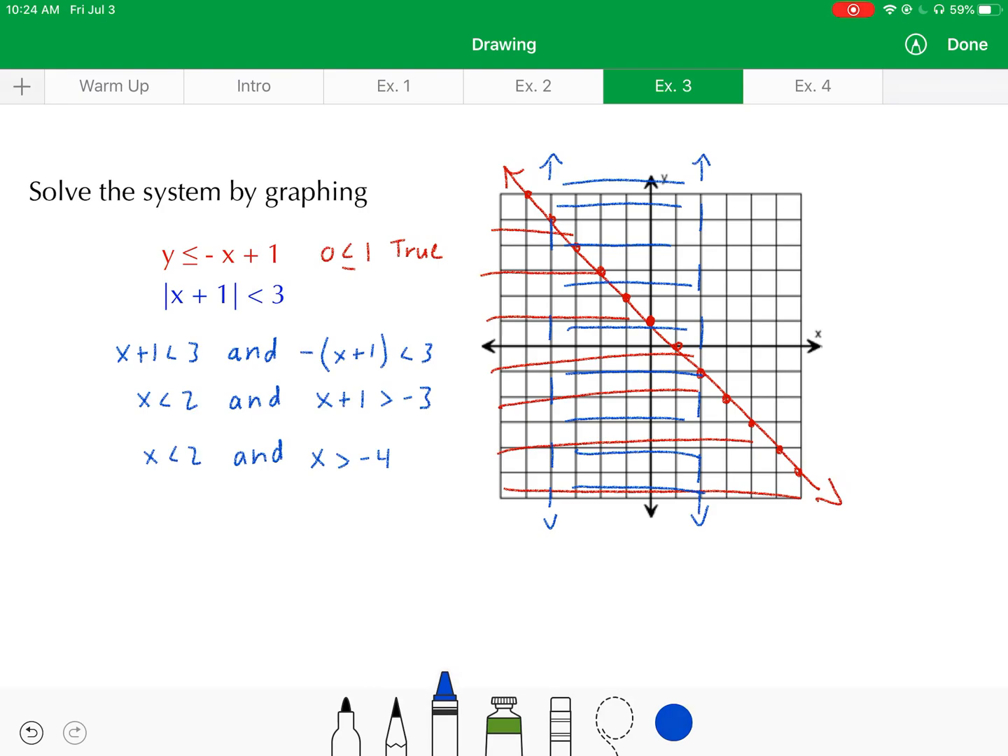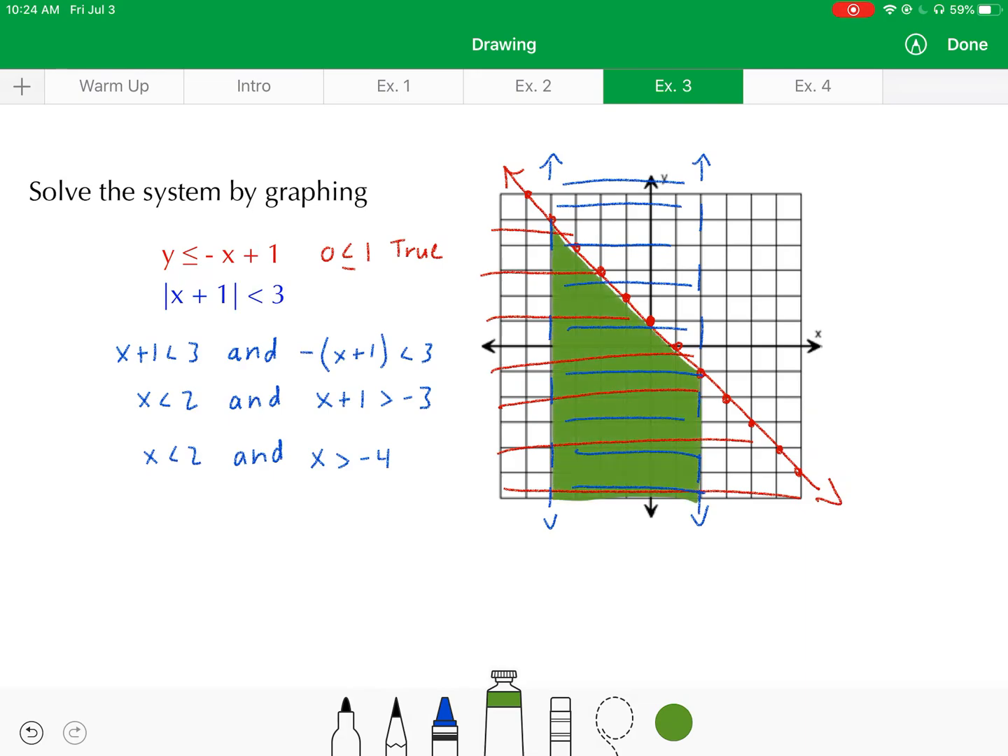Okay. So now we can see where our overlap occurs. It's in this region right here. And there you have it. This absolute value inequality included x plus 1 is less than 3. Had it been absolute value of y plus 1 less than 3, really the only thing that changes is instead of vertical lines at 2 and -4, you would end up with horizontal lines at y equals 2 and y equals -4.